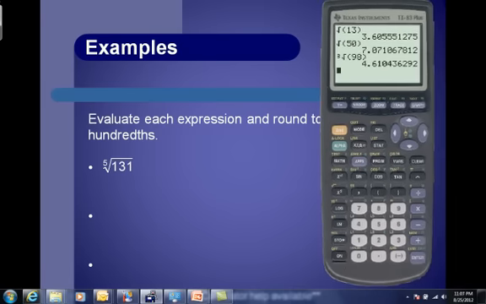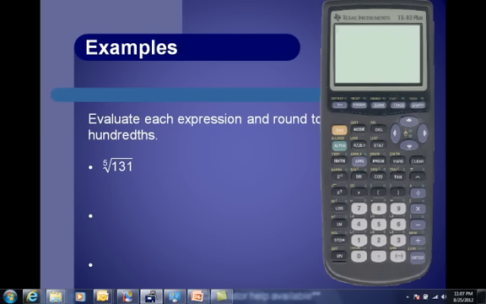Okay, this time we're going to evaluate, but we're going to round to the nearest hundredth. Hundredth is the second decimal place. So the fifth root of 131. Again, there's not a fifth root button. Notice there is not a fifth root button on the calculator.